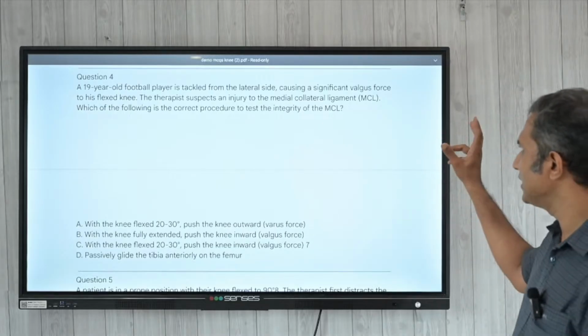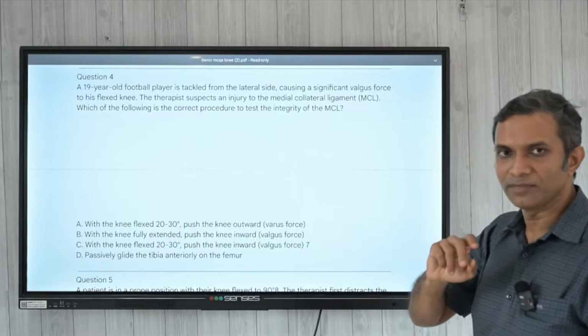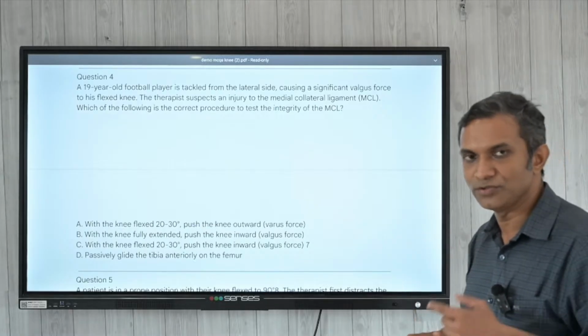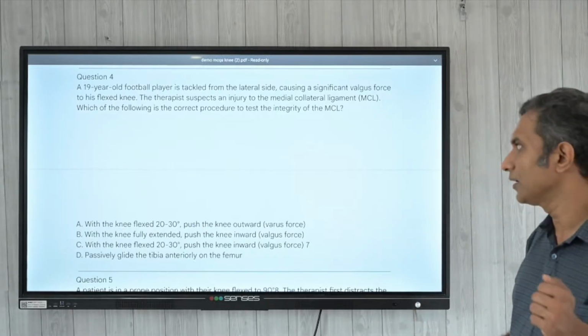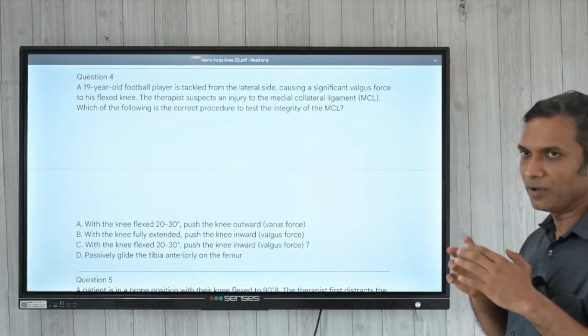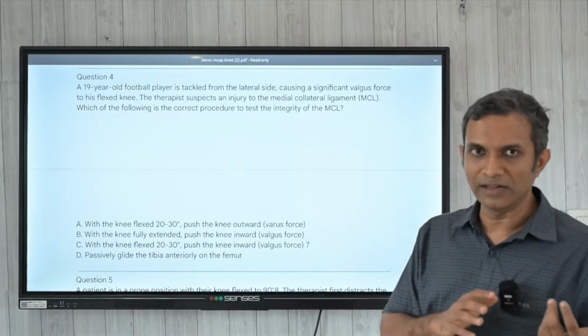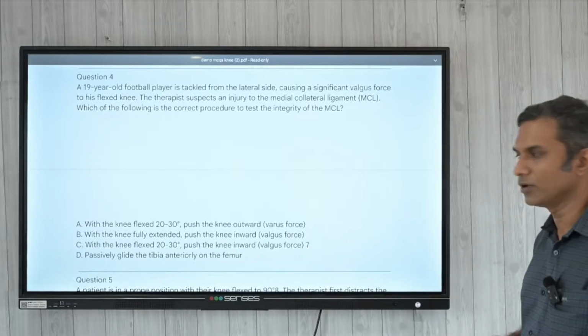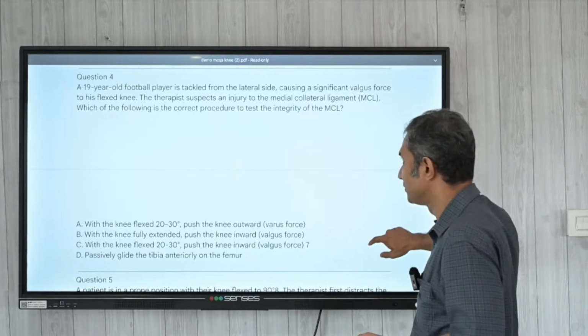So the key points here are: a player is tackled from the lateral side. The physiotherapist wants to check for the integrity of the medial collateral ligament. So you need to remember whether it would be a varus force or a valgus force, and also the angles of the knee joint that you are planning to test.